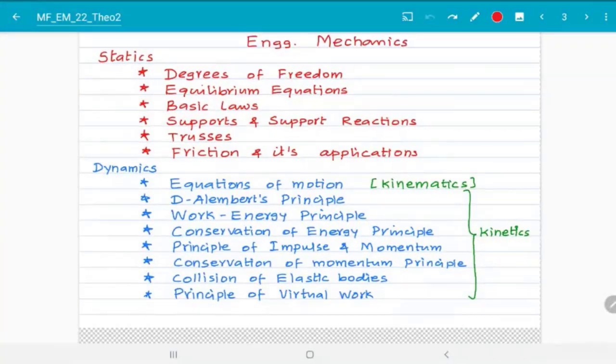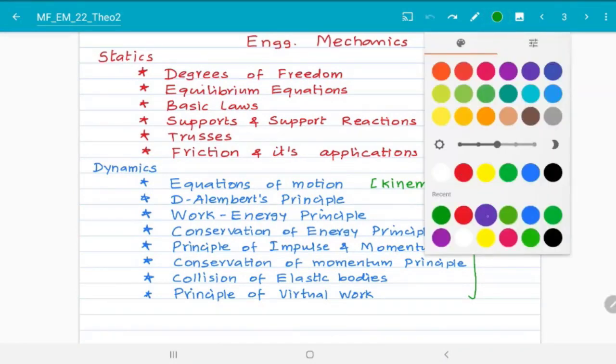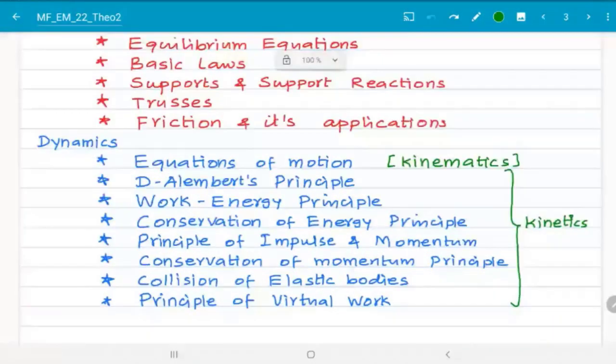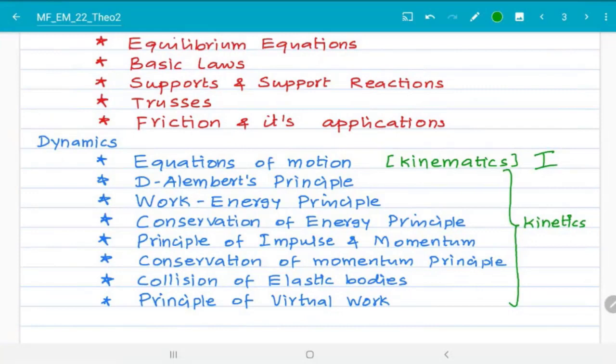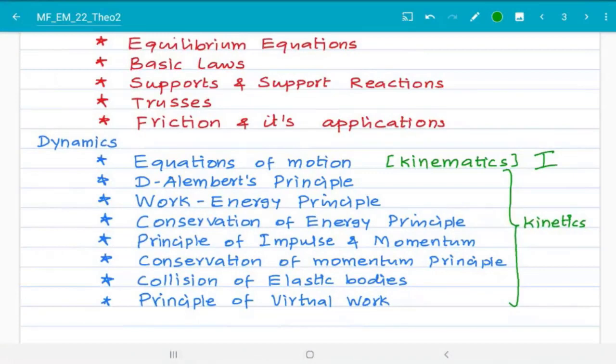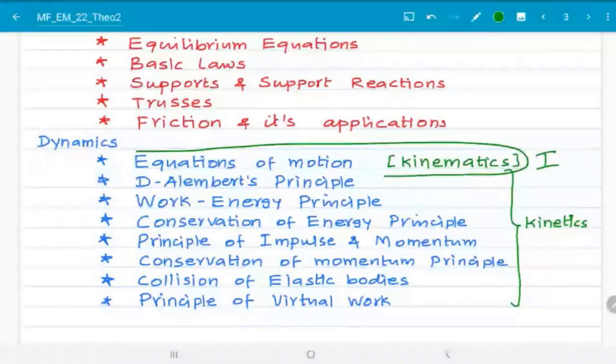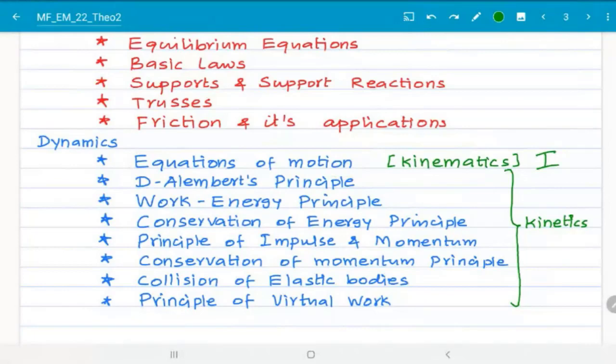In dynamics, there are 2 parts. First one is kinematics. In the first part, we already studied in our school days the equations of motion: v = u + at, v² = u² + 2as, s = ut + ½at². These equations come under the kinematics part, the first part of dynamics. Then the second part is kinetics.